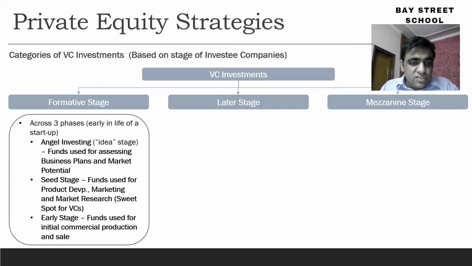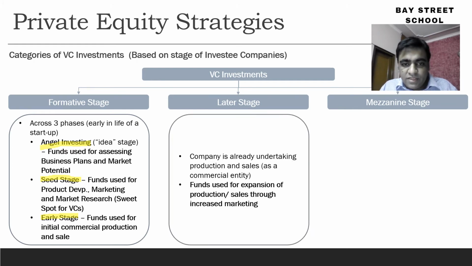So angel stage is the idea stage, the seed stage funds are used to develop the product itself, and then the early stage. Now the product is developed, the product is known, the market is known. What is the next step? The next step is to produce it and hit the market. So this is the early stage, where you produce the product, hit the market, and do the commercial sales out of it.